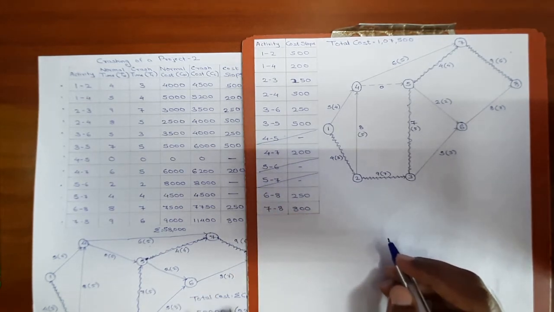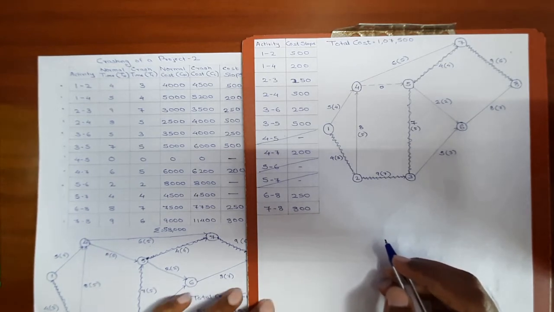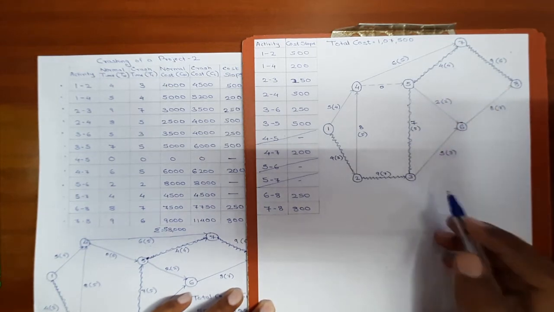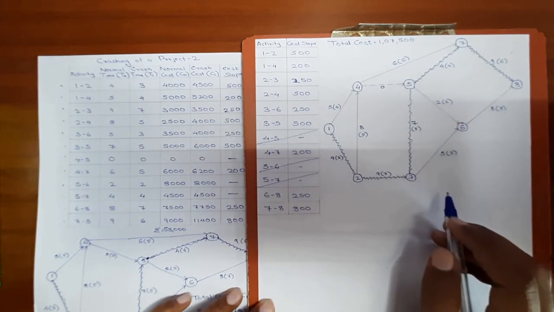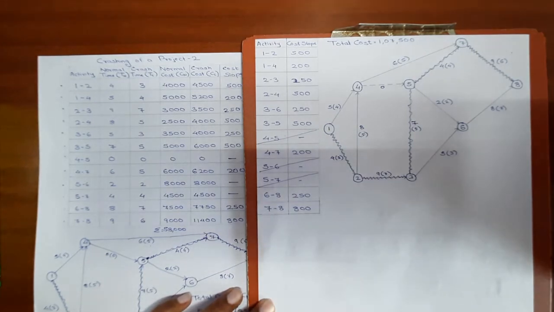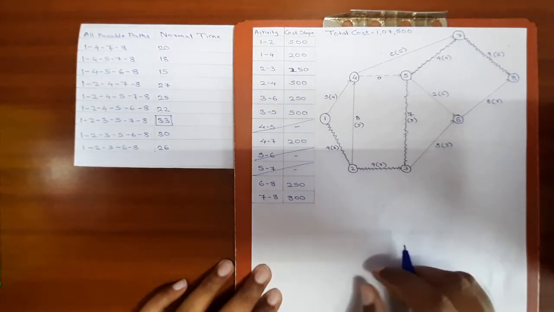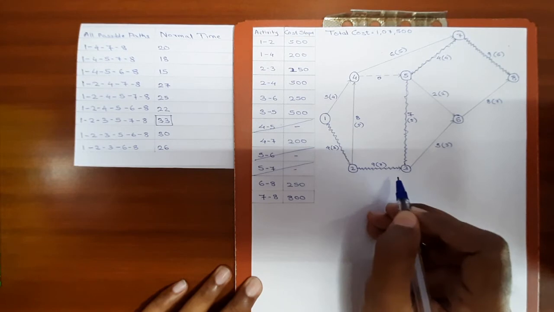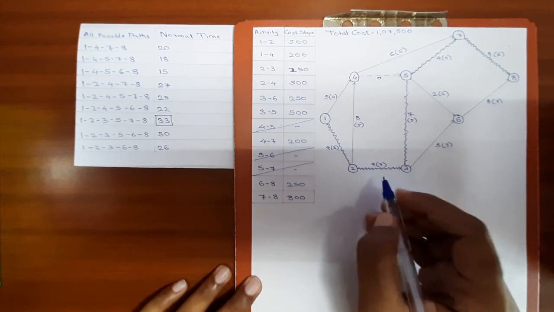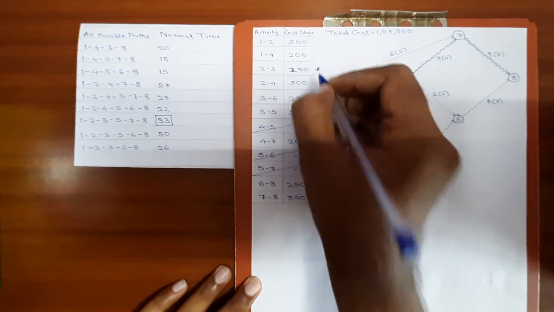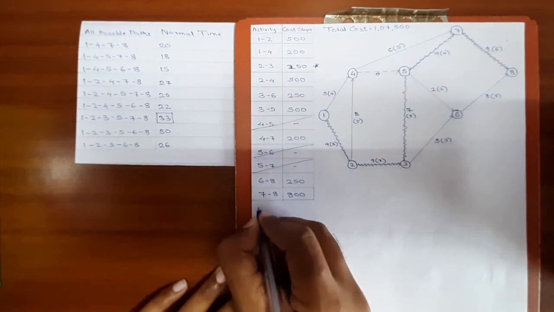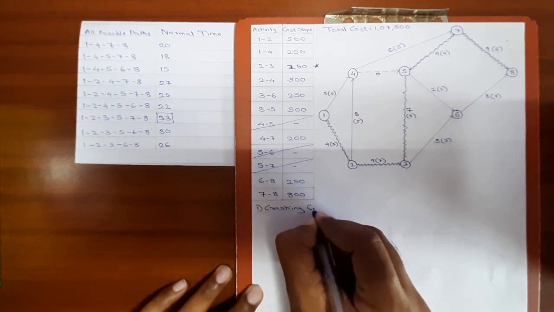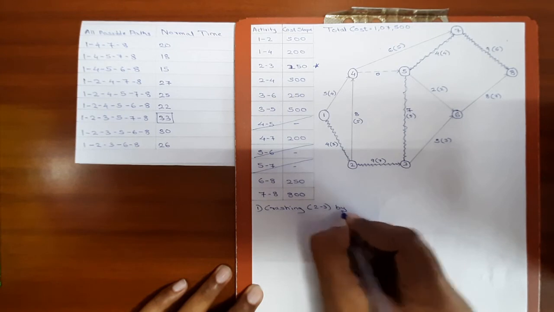Okay. Now with the remaining activities, we are going to start the crashing. On the critical path, the activity which has the least cost slope will be crashed first. So let's proceed. On the critical path, activity 2-3 has the least cost slope of 250. So we'll be crashing that activity first. So the first step of crashing is activity 2-3 by 1 day.